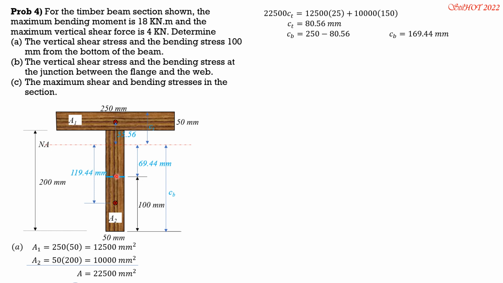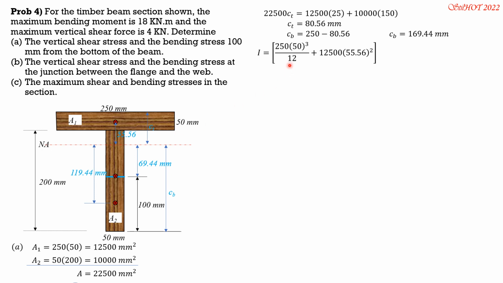While this is the centroid of the bottom of the web area, this 50 by 200, because this is 100, that's the centroid, and its distance to the neutral axis is 69.44. So the moment of inertia I is, by the transfer formula, I sub Cg plus area times distance squared. For the upper area, the moment of inertia is base times h cube over 12, so 250 times 50 cube over 12.